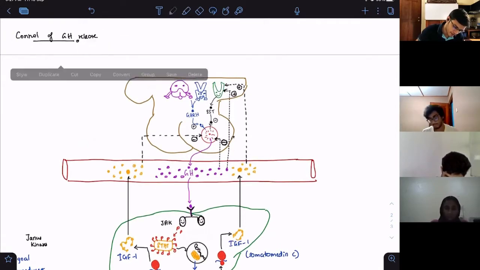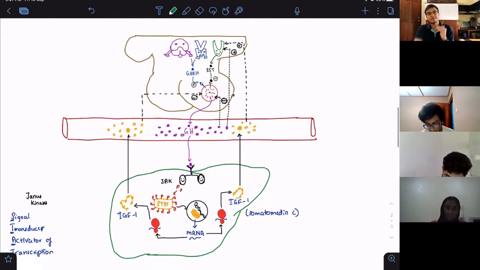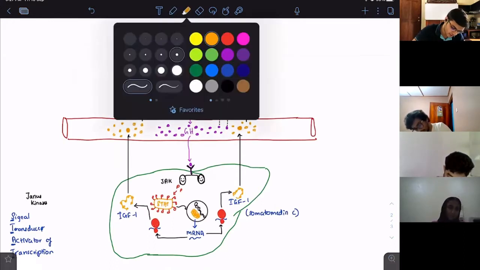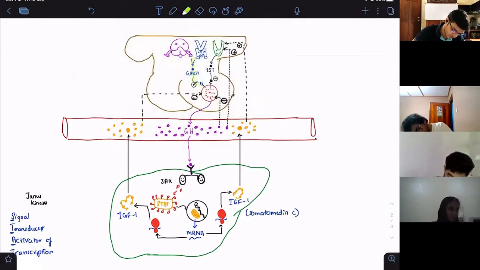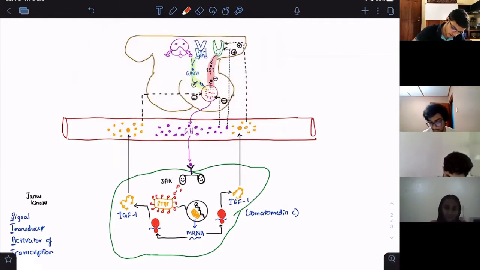Now look at this, guys. This is the basic feedback mechanism, once growth hormone releasing hormone and somatostatin are acting. If you have highlighters, this pathway you can put in green, because it is a stimulatory pathway. Then this one you can put in red: somatostatin, the inhibitory pathway.